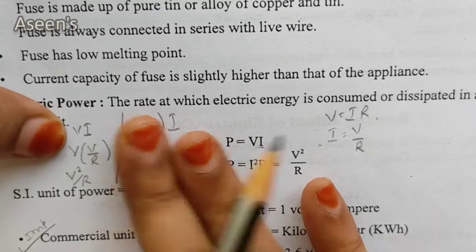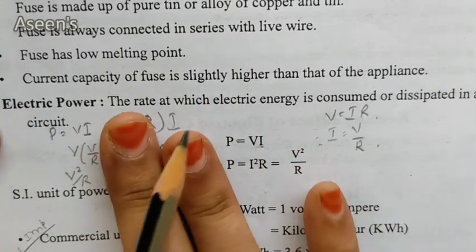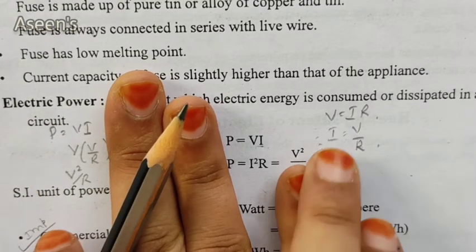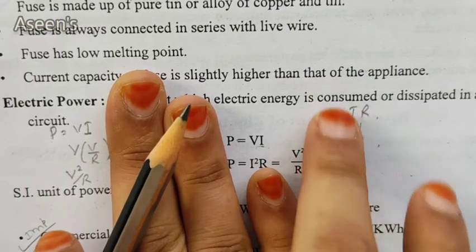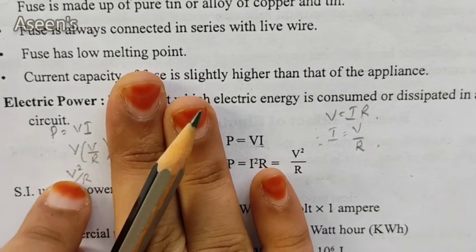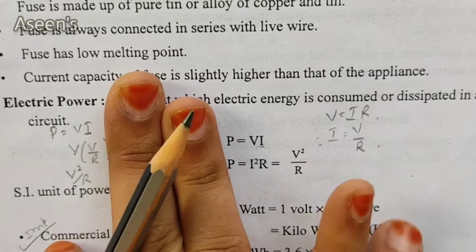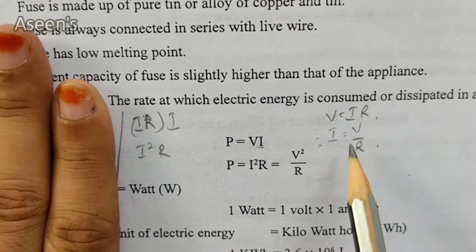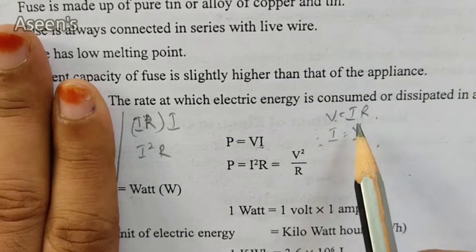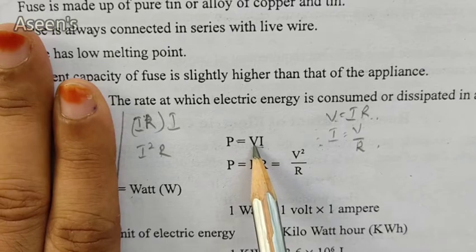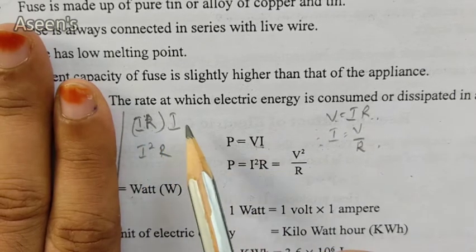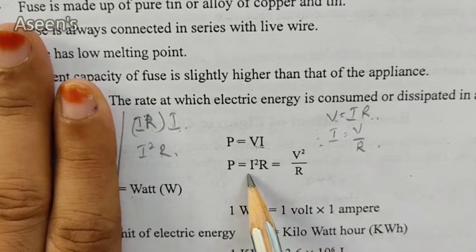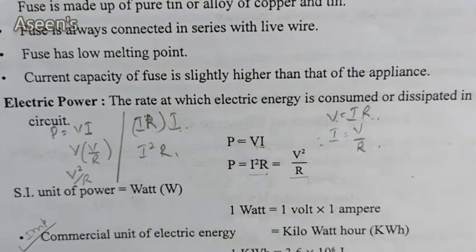In case you are using I is equal to V by R, in place of I I am going to substitute V by R. This is by Ohm's law. So now V into V is V square upon R. So P is also going to be V square upon R. And in the other case, I can substitute V as IR. In place of V, I am going to put IR, and then I into I is I square R. So either this or this formula will also work.